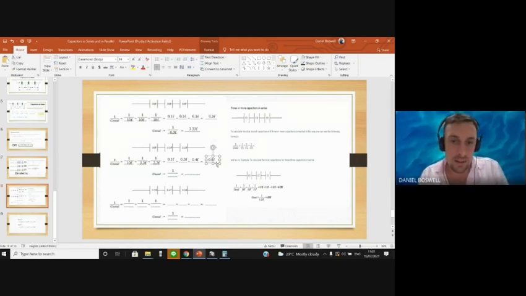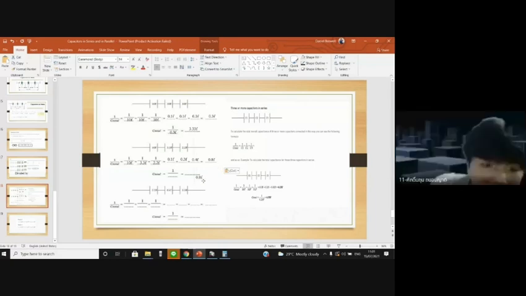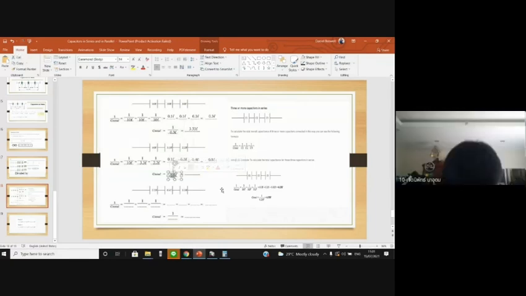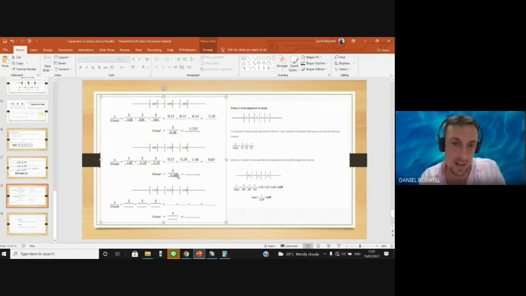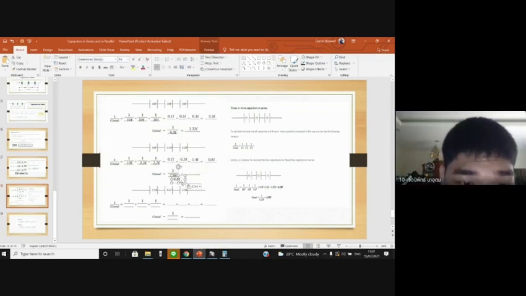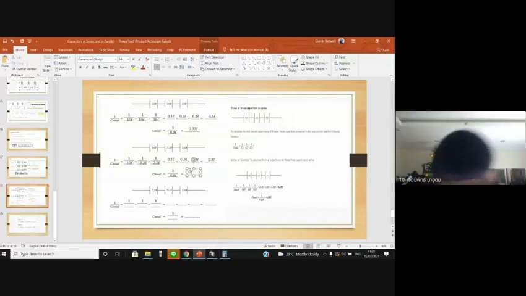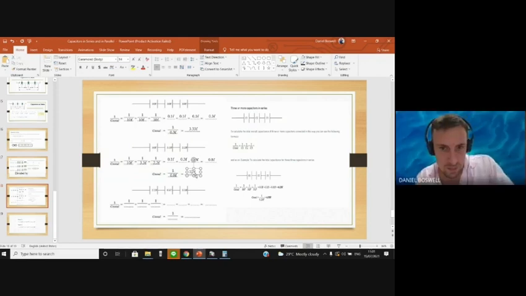Okay. Now what do we do for the total? We get 1 divided by 0.8. Good. That gives 1.25 farad. We sure? 1.25 farad. You sure we got that right, yeah?